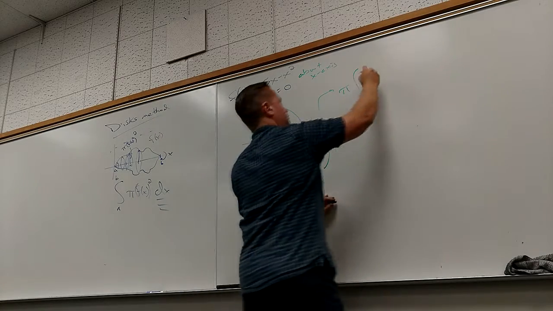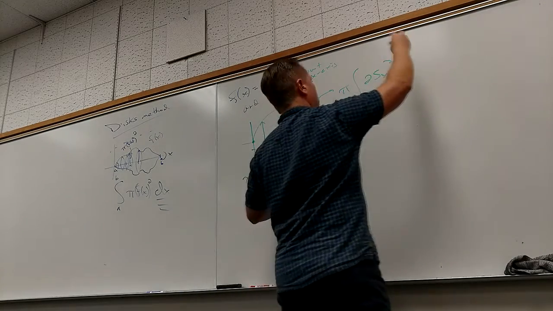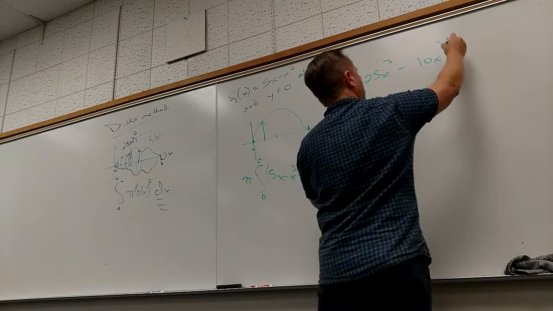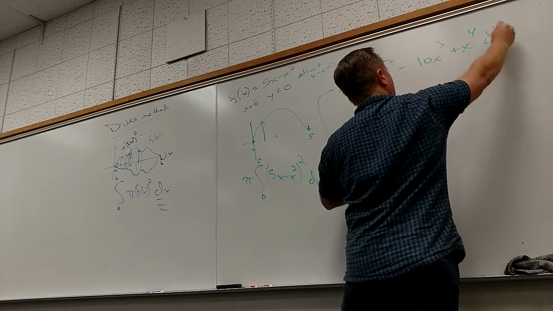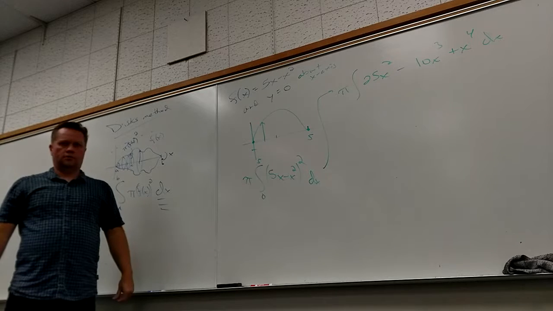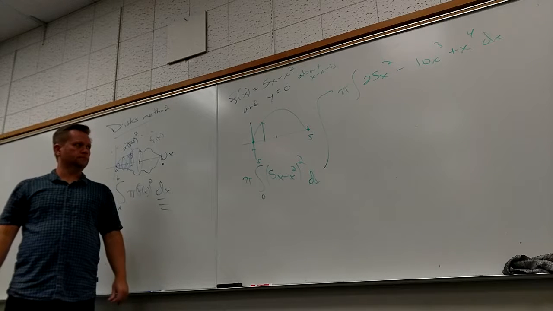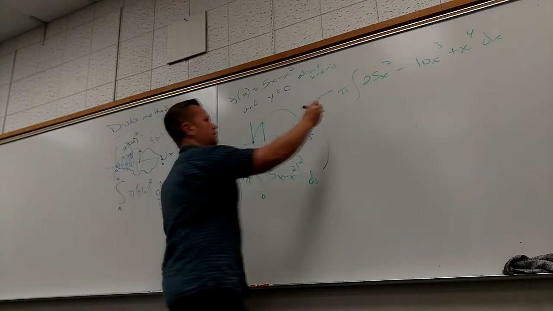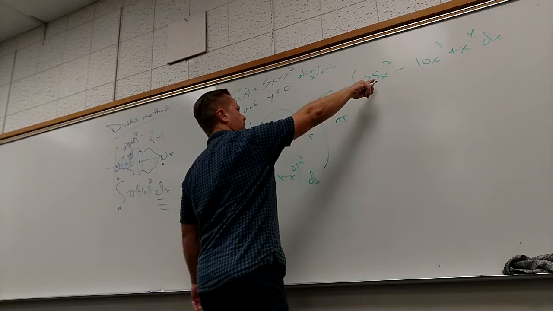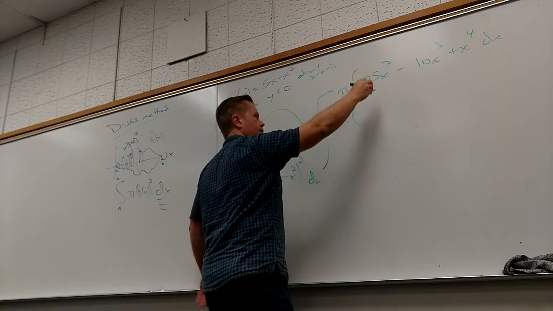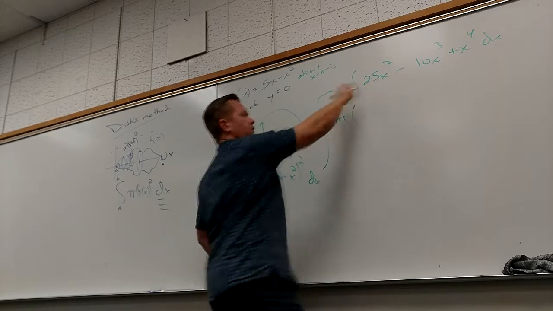So let's see, we get 25x squared minus 10x cubed, I think, plus x to the fourth. Does that look all right? And then, what do you get here? Integrate this.